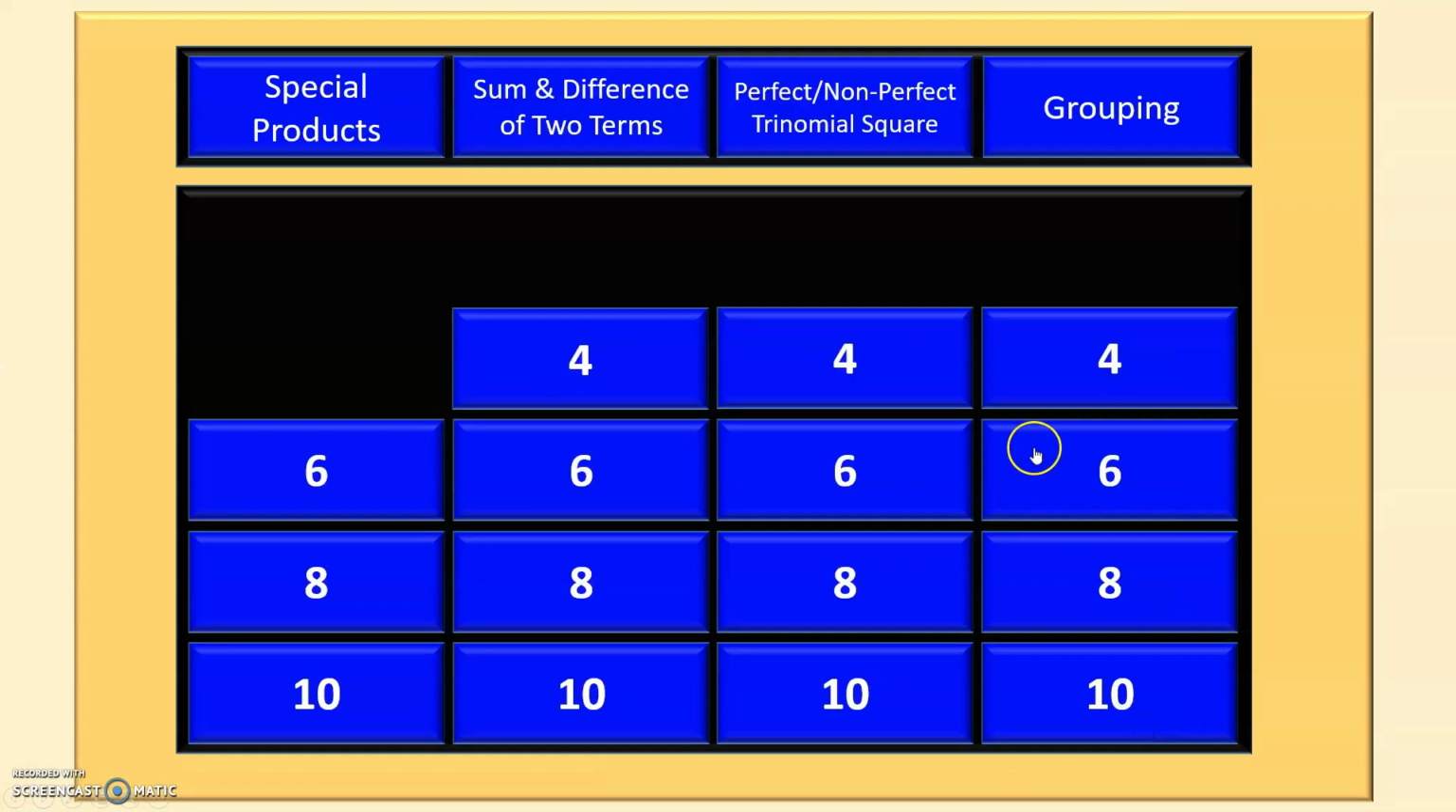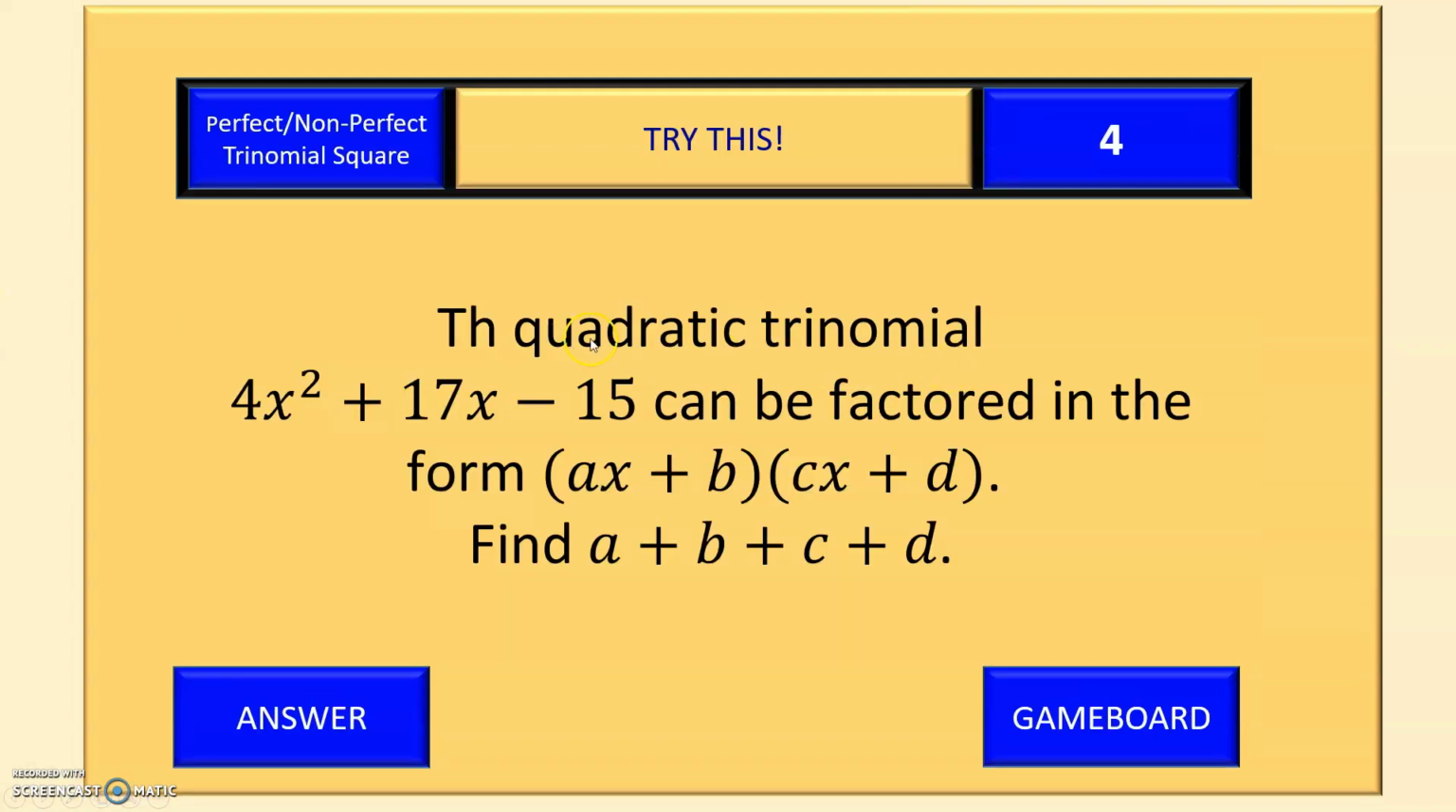Okay? Next. So, let's have perfect and non-perfect trinomial square for 4 points. The quadratic trinomial 4x squared plus 17x minus 15 can be factored in the form (ax plus b) times (cx plus d). So, find a plus b plus c plus d. Okay, so i-factor natin siya.